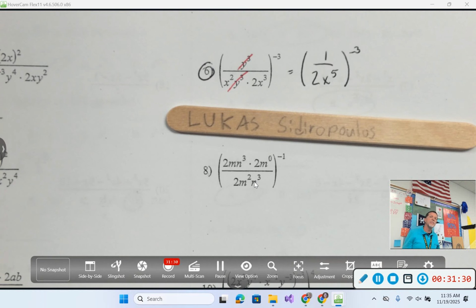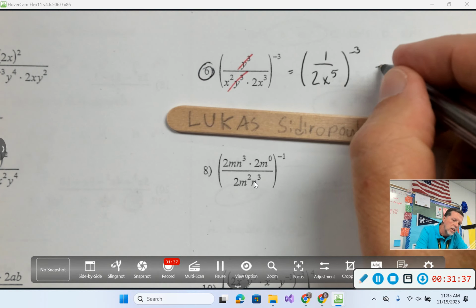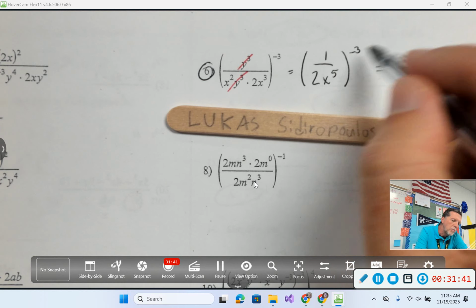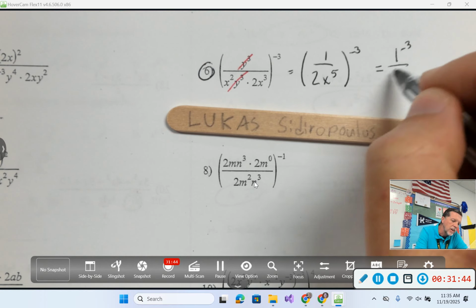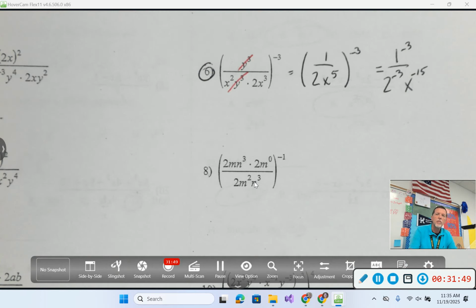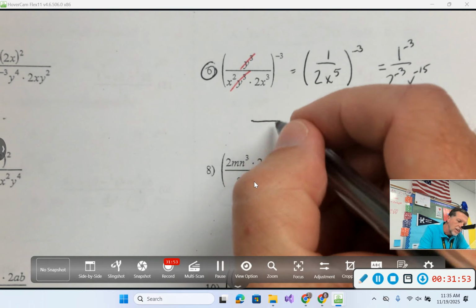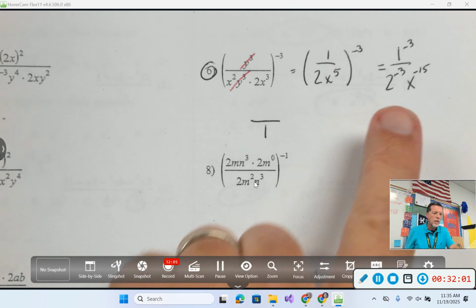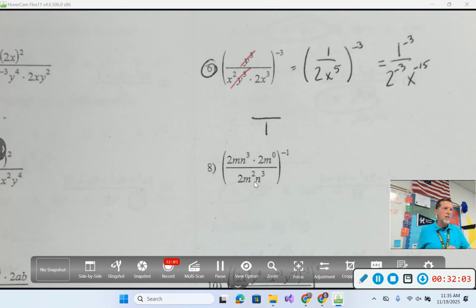Lucas, how do I handle that -3? You get -1 on top. And then, wait, I'm raising each of these things to the -3. Right. Yeah. And then I'll flip the stuff. What is 1 cubed? 1, not -1. The negative flips it. It doesn't make it negative. Negative exponent flips it over. What's 2 cubed? 2 times 2 times 2.